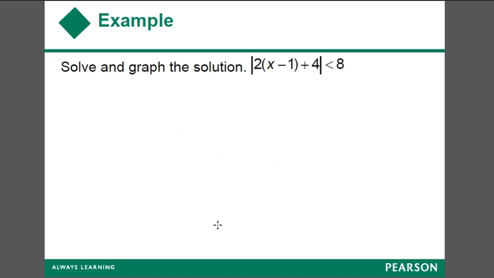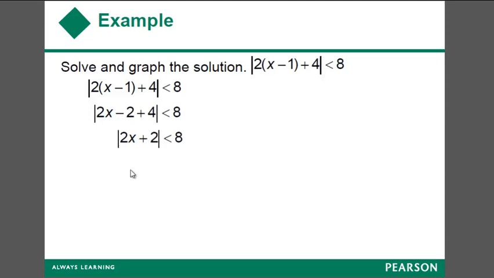Here's one where I want to solve and graph the solution of the absolute value of 2 times the difference of x and 1 plus 4 is less than 8. I'll solve this the same type of way, but I'm going to simplify inside the absolute value signs first. So I'll distribute the 2, and I'll get 2x minus 2 plus 4. I'll combine like terms, -2 plus 4, and I'll get the absolute value of 2x plus 2 is less than 8.